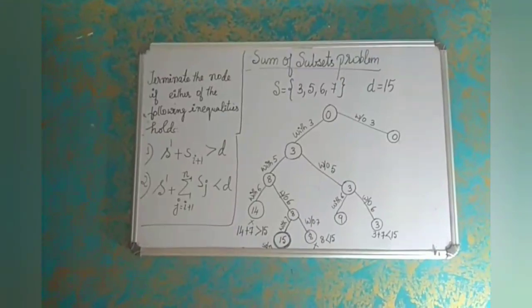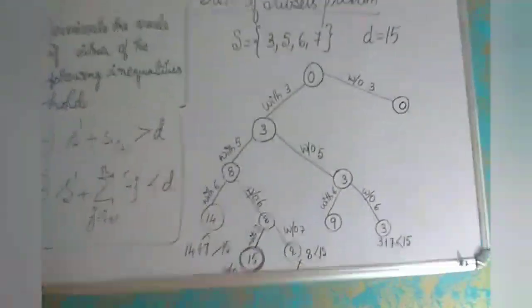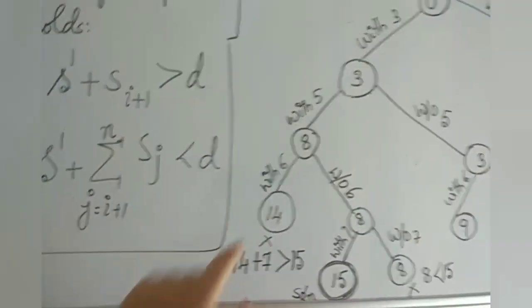Terminate the node if either of the following inequalities holds. So see here, you have got 14. Next element, Si plus 1, what is there?